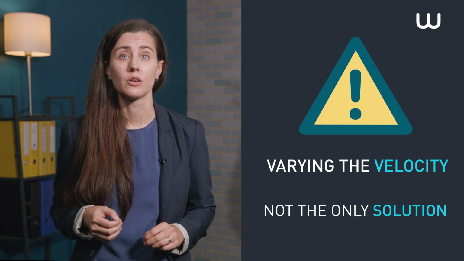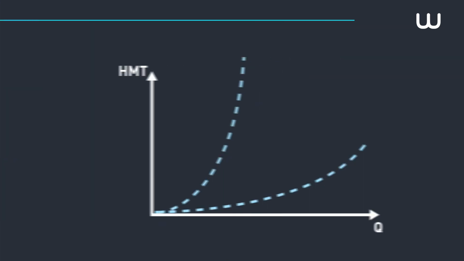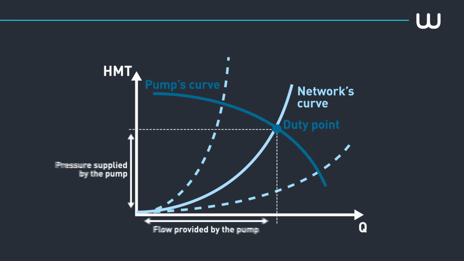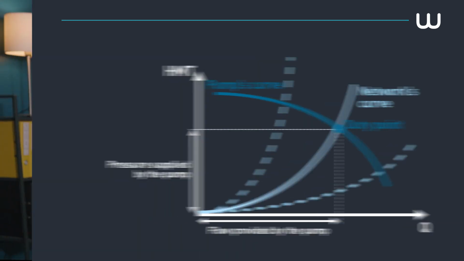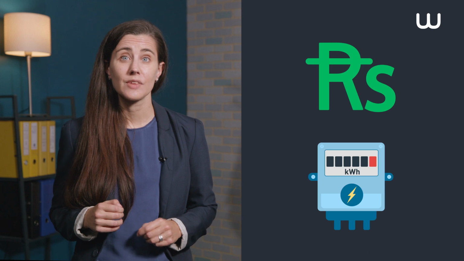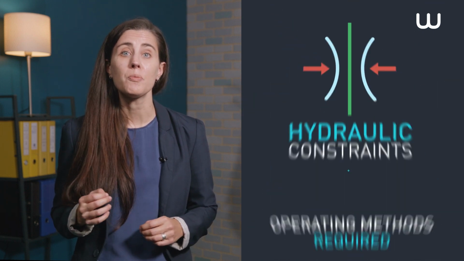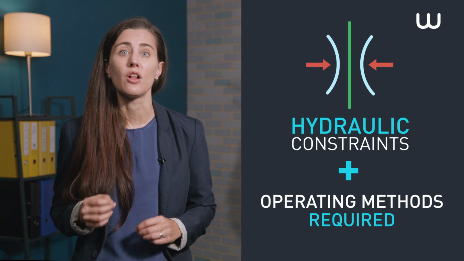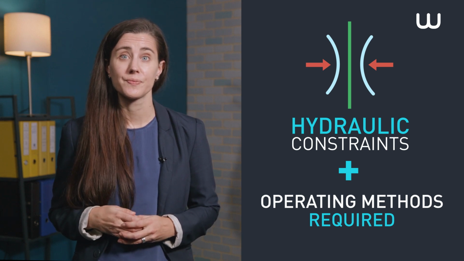For this to occur, it is therefore important to accurately know the network's curve, the fluctuation in the duty point or operating range according to rotational velocity, and the effects of this on a pump's efficiency and power. Electricity costs, hydraulic constraints and operating methods required by pumping stations to potentially install a variable frequency drive. What you need to remember.